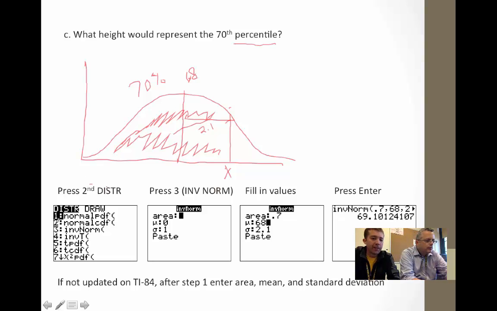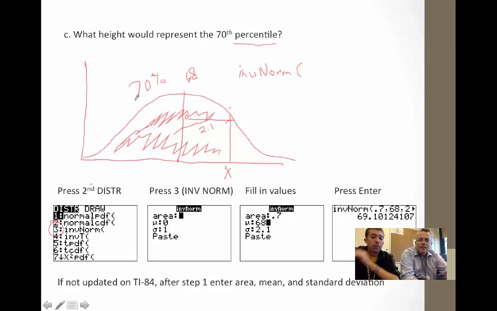Okay, and we're going to hit the third one right here, inverse norm. Something new. Okay, I see exactly what the second screen says. Inverse norm. Now it's going to ask you for the area under the curve. That's our 70%, but we need that as a decimal.